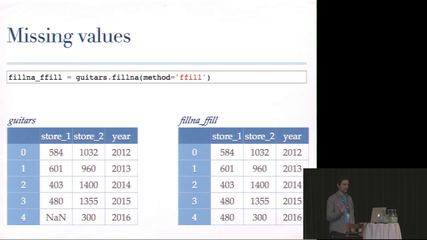This also has a nifty argument: you can use the method argument for that operation. Here I'm using the forward fill variant, where it will look at the previous value. So in column store 1 and row number 4, with the index of 3, it says 480, and Pandas will use that value to fill the next missing value in the frame.